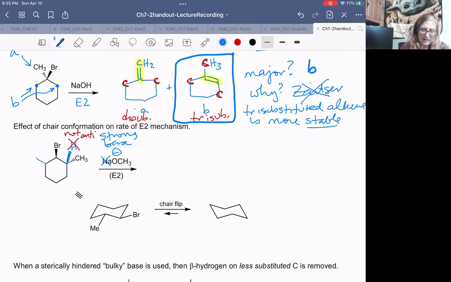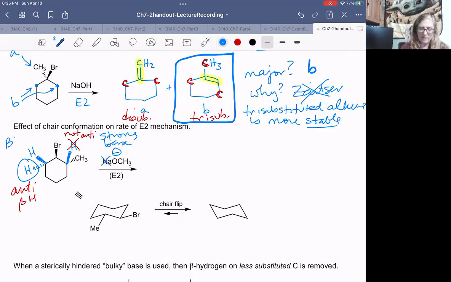So where do I have an anti-hydrogen? There's only one of them over on this side. Oops, I have a wedge and a dash. This is the only one that is anti. I need an anti-beta hydrogen. Okay, so that is where I'm going to do my elimination. That is the product I'm going to get.